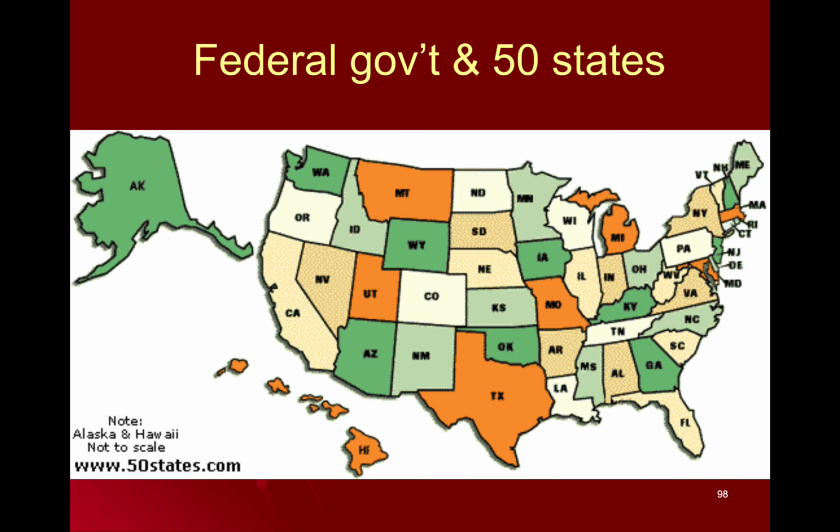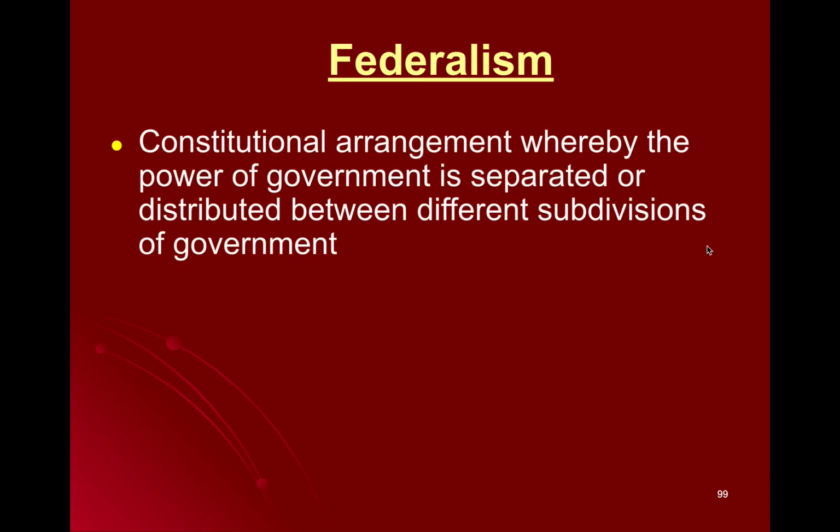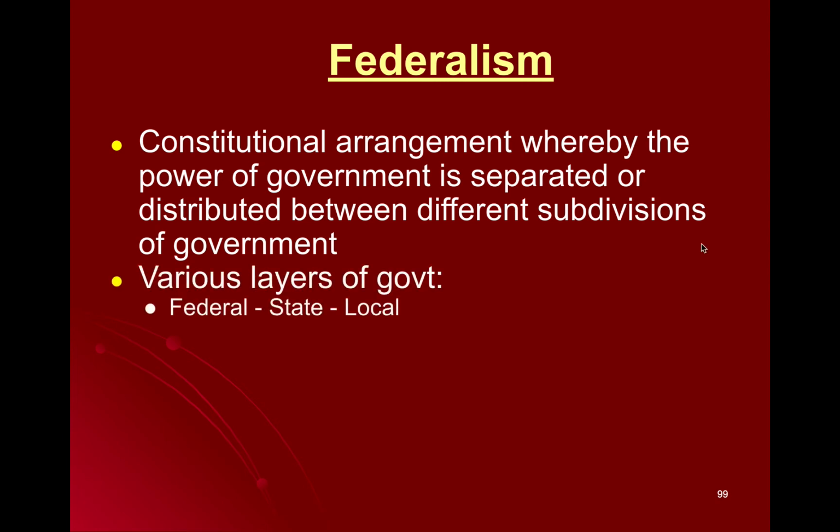And as states compete for population to live there, it allows the states to advance what they think is best for the group of citizens in their state. So your technical definition of federalism is a constitutional arrangement where the power of government is separated between subdivisions of government. We just happen to call these subdivisions of government layers of government or federal, state, and local government.